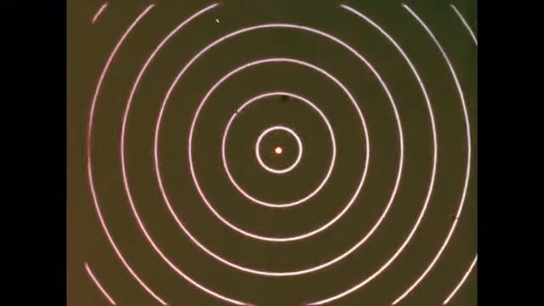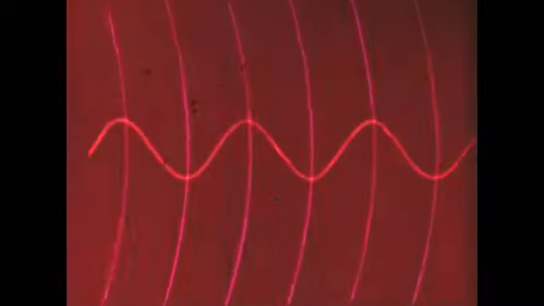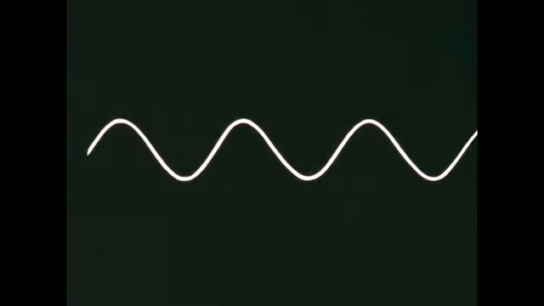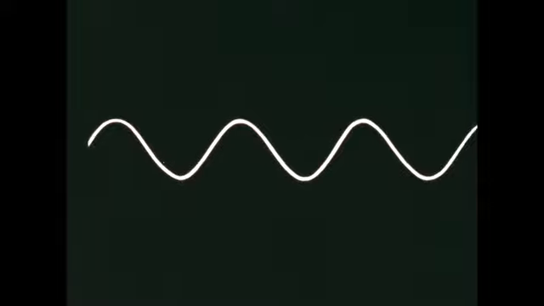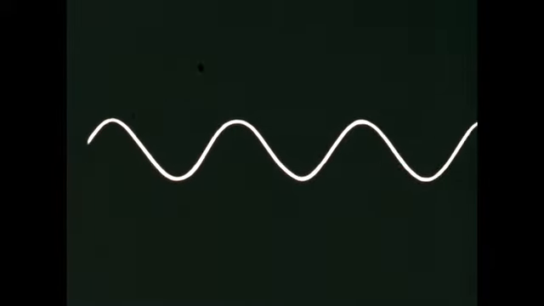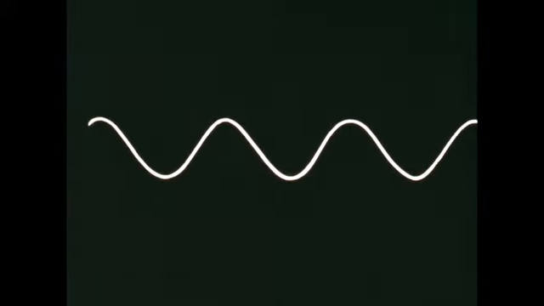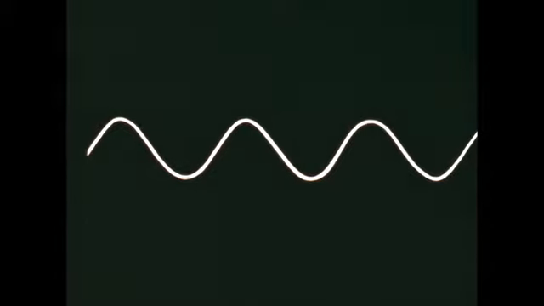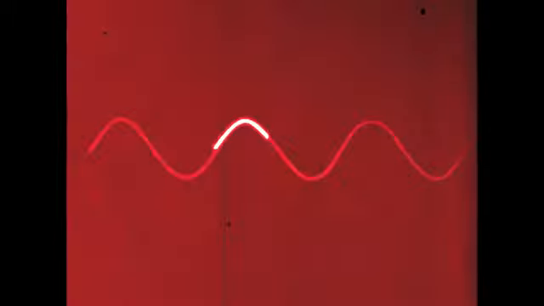Let us examine this process more closely. The radiated energy can be represented by a traveling waveform of this shape. The waveform normally follows a sine curve. We will consider one complete cycle of the wave. It is defined as one wavelength.